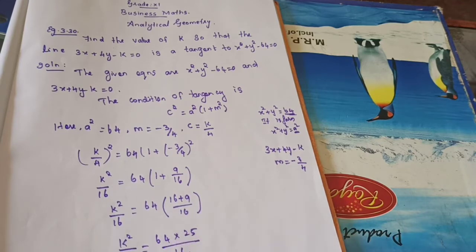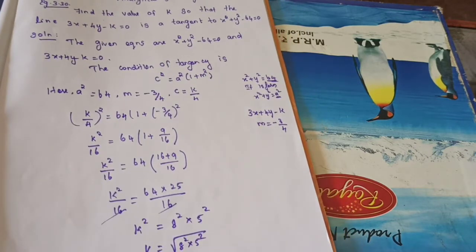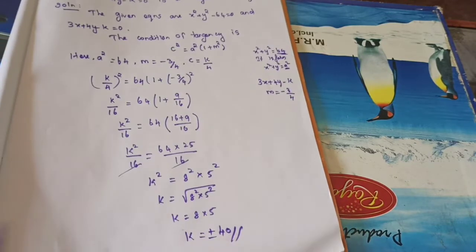How can we write 64? 8 square. And 25? 5 square. So k is equal to the square root of 8 square into 5 square, so k is equal to 8 into 5. So k is equal to plus or minus 40. This is the answer. Understand?